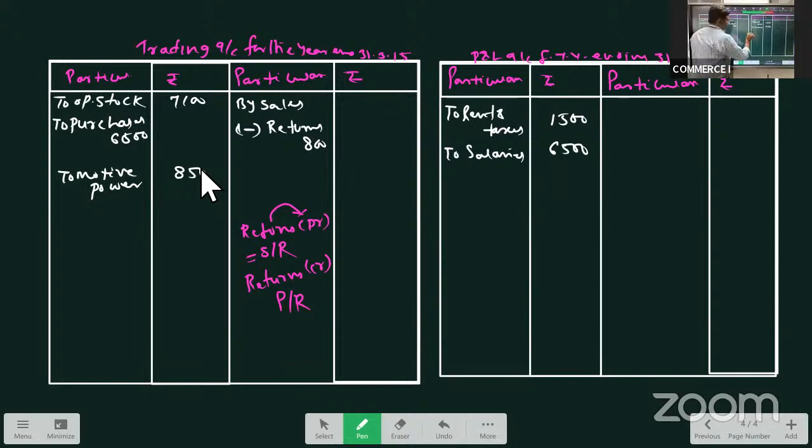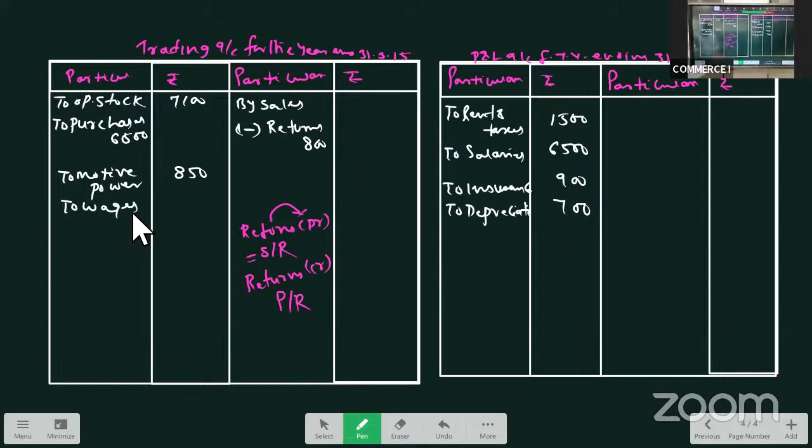Insurance is an expense in the office, an administrative expense, 900. Then depreciation. Depreciation is a decrease in the value of asset. Okay, that is an operating expense, a non-cash operating expense, we will take in the P&L account debit side. Wages. Wages are a direct expense taken in trading account, 2,700.